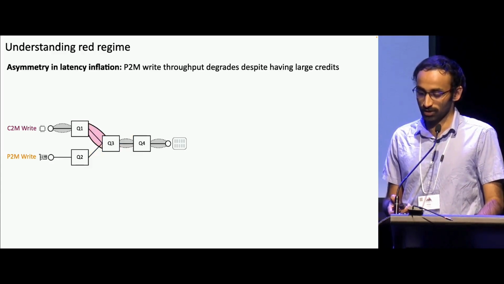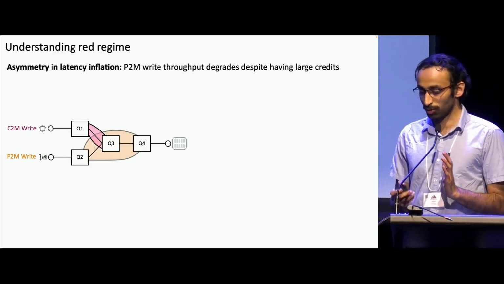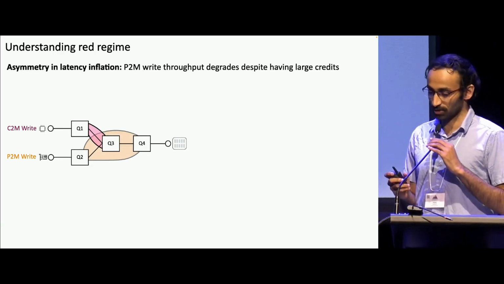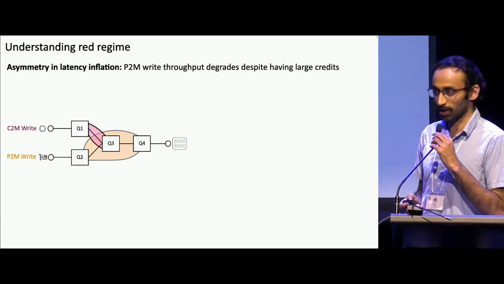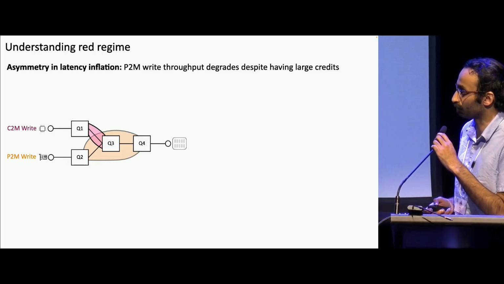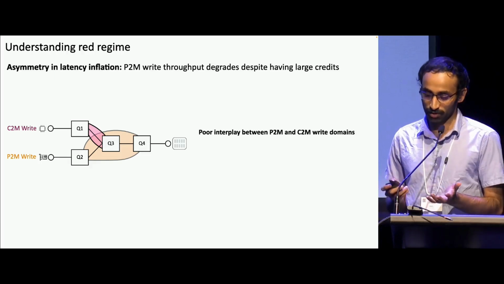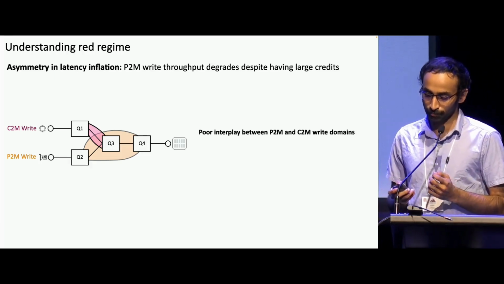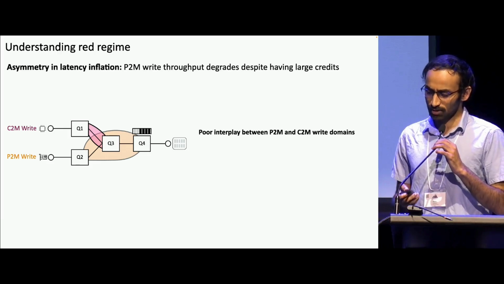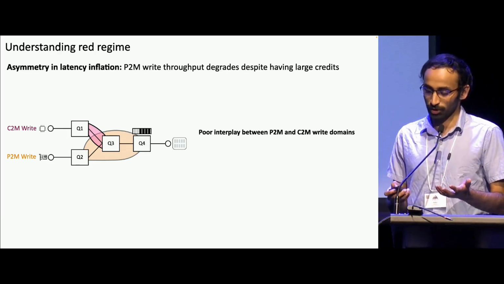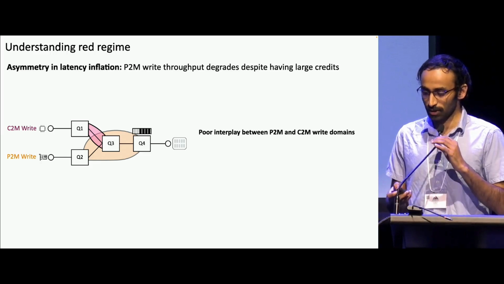So let's look at the domains for C2M write here. And now I'm going to focus on these two particular domains, which are the most interesting ones here, and hide the others. So notice here that each of these domains is spanning a different number of hops. And this asymmetry basically results in poor interplay between these domains. In particular, let's say you have queuing at Q4. This is not going to impact the latency of either of these domains because Q4 is not an intermediate node in either of these domains.